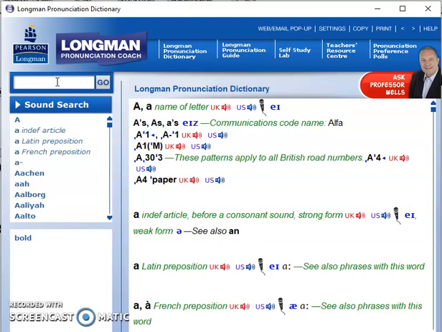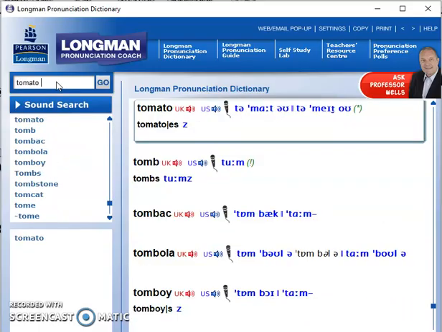The first thing that we're going to do is to look up the word in a dictionary. In this case, the word tomato. And you'll see in bold the word that we've just looked up, and two different pronunciations.